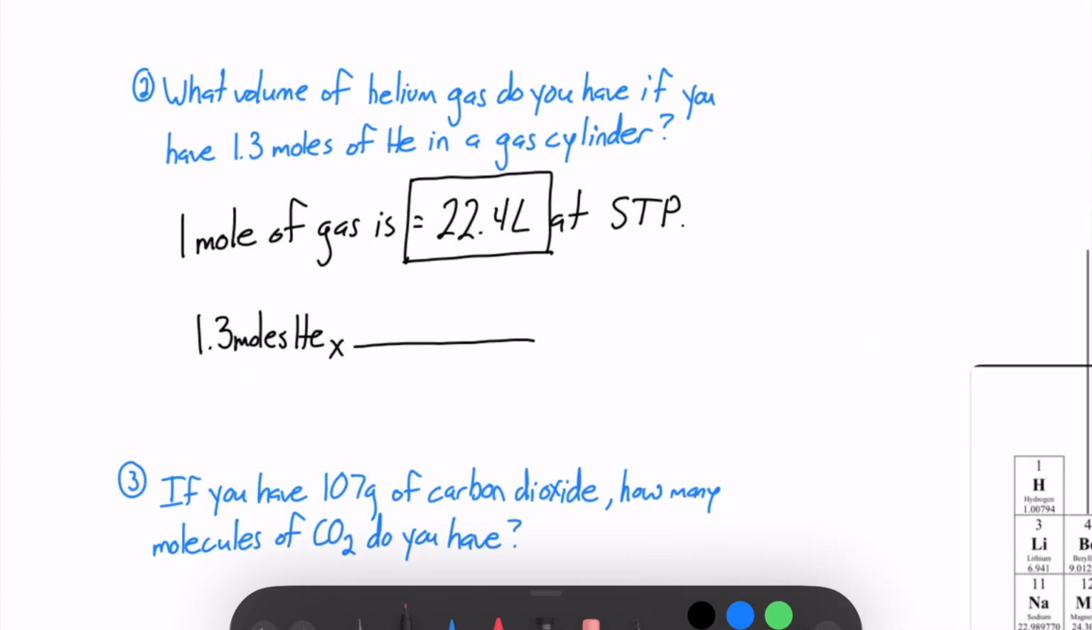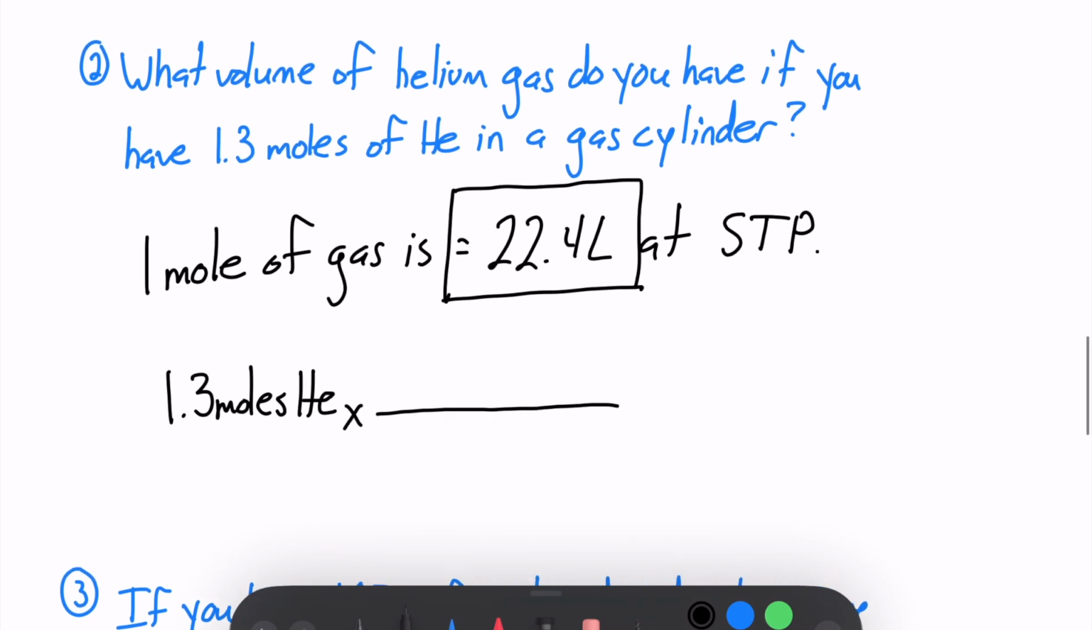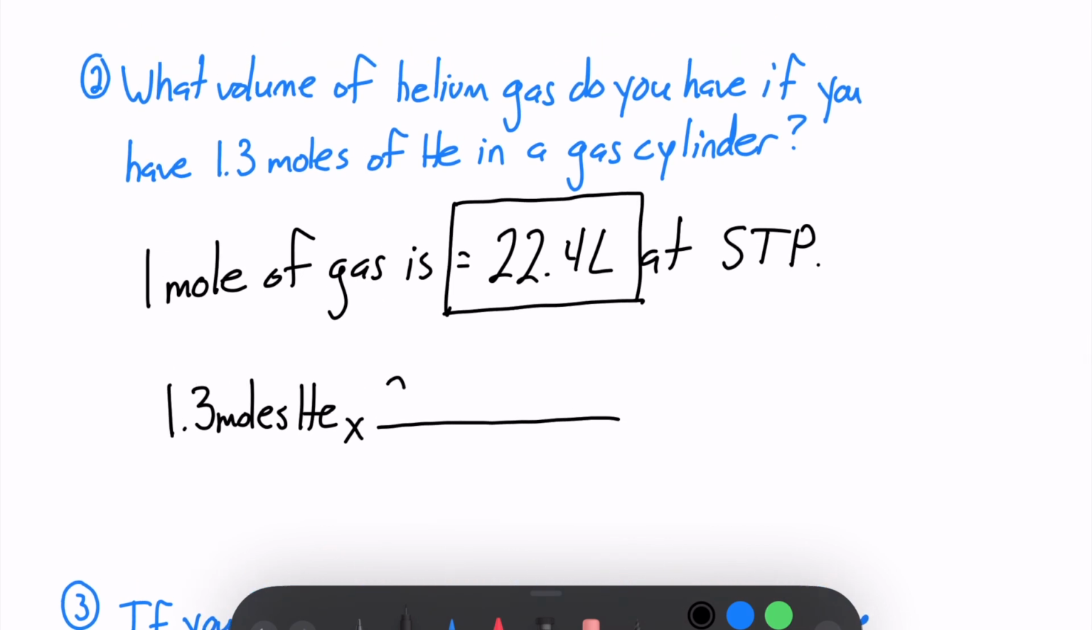Let's head back to our question here. We'll zoom in. So we have 1.3 moles of helium gas, and we're going to multiply by our magic number, 22.4 liters, over moles of helium. Remember, what we want will always be on top of our division line here. Because we want volume, liters is going to be on top. We are getting rid of our moles of helium.